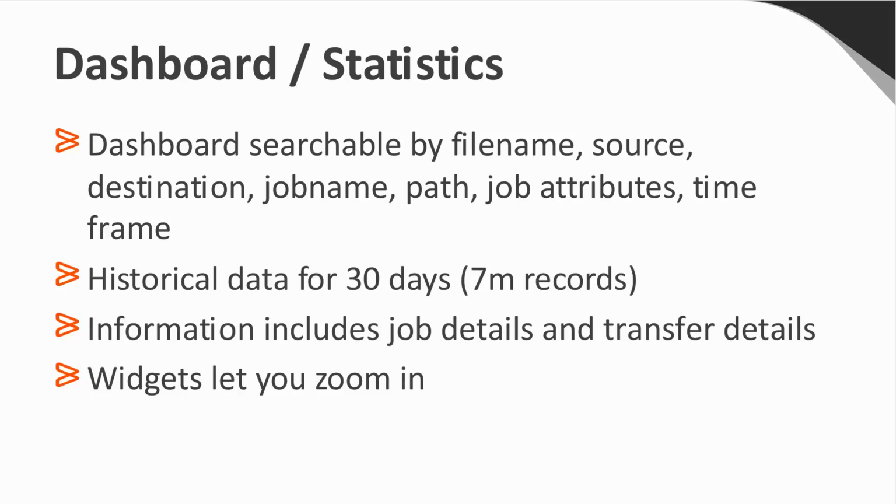By default, we store 30 days and 7 million records worth of historical data, but there's a caching mechanism in place which helps ensure that our searches are performed quickly. And the information that you'll see in the history relates to both the job and the transfer details, and it'll include things like the file sizes, the transfer rates, and other information. And we'll see a demonstration of what that looks like later.